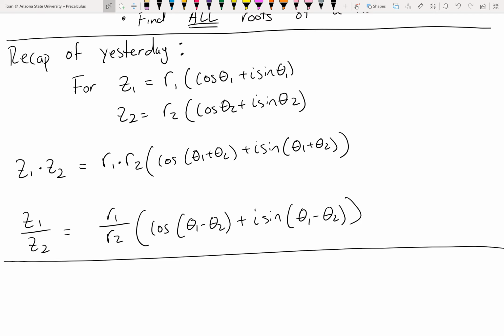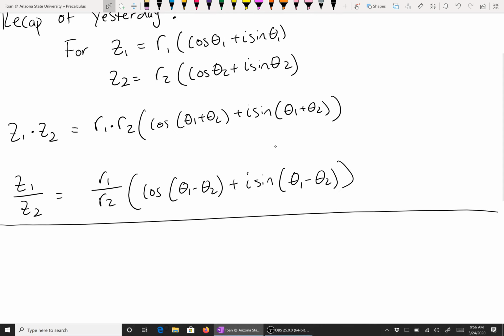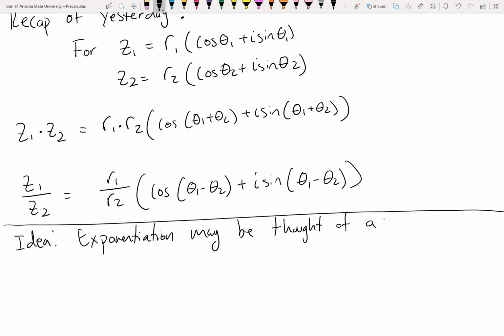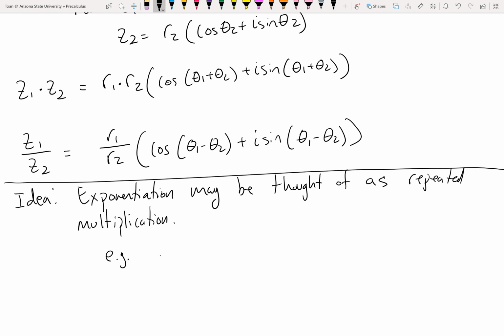So the idea of using exponents in complex numbers is just an application of what we talked about yesterday, because we should know, just by how regular numbers work, that exponents is just repeated multiplication. So we're just going to borrow from regular arithmetic. Exponentiation may be thought of as repeated multiplication. For example, in the regular number system, 5 cubed, what does that mean? Well, that just means 5 times 5 times 5.